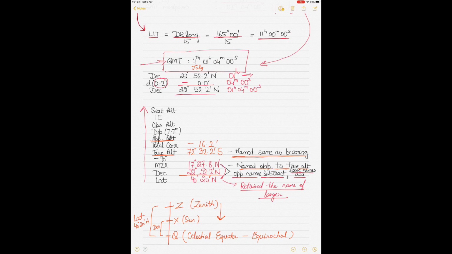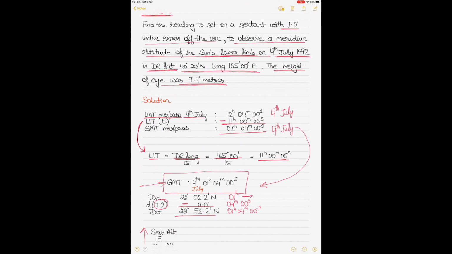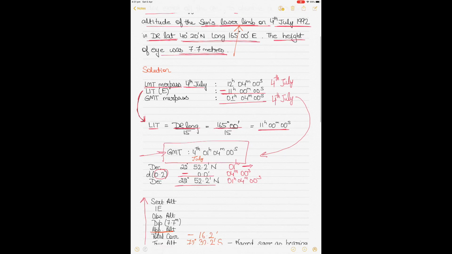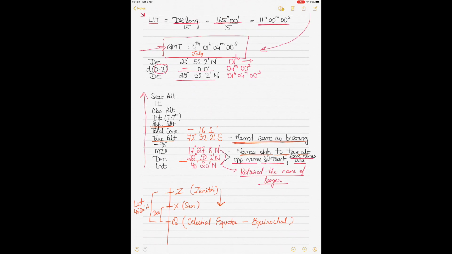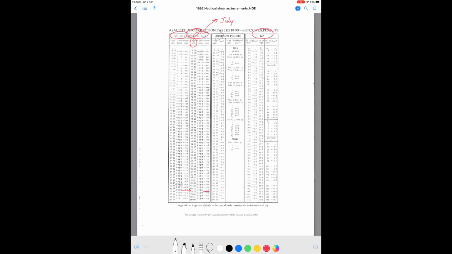Alright, so since you are subtracting, isn't it upper limb? Oh, it's lower limb, I'm sorry, it's lower limb, I'm confusing. So it's not upper limb, it's lower limb. So my apologies. I will go back into that table and find out the lower limb correction. I confused myself. So the lower limb correction here, I'll erase this, is plus 15.6.